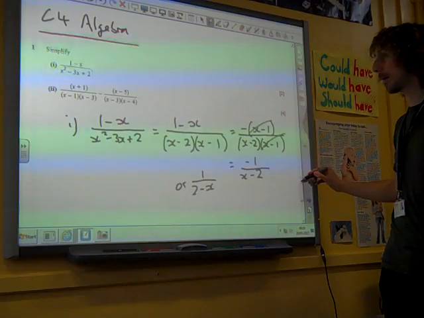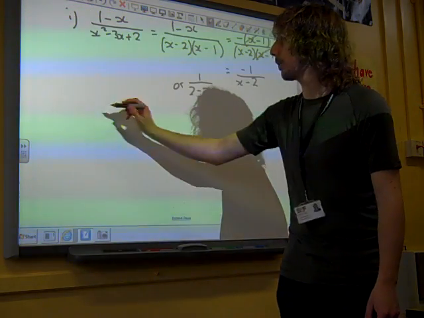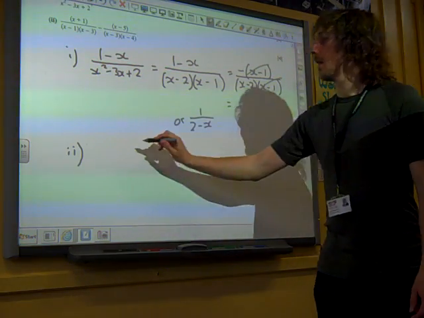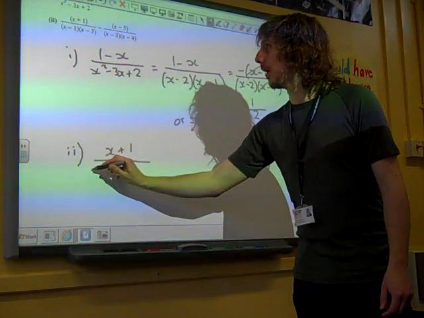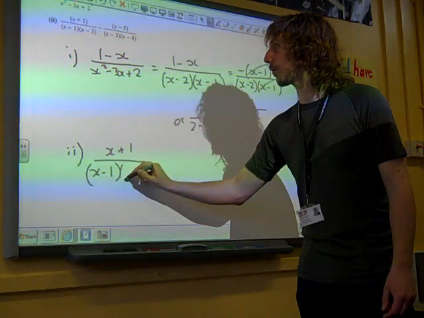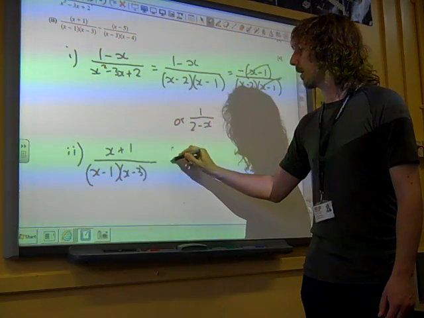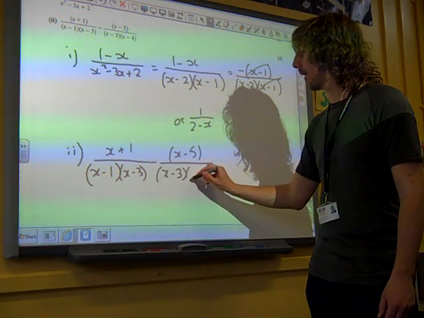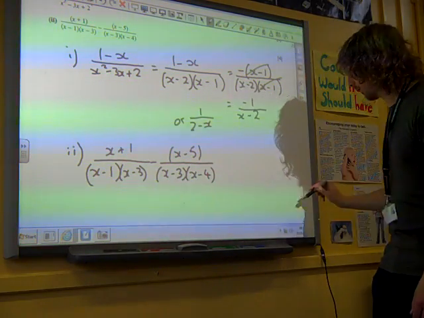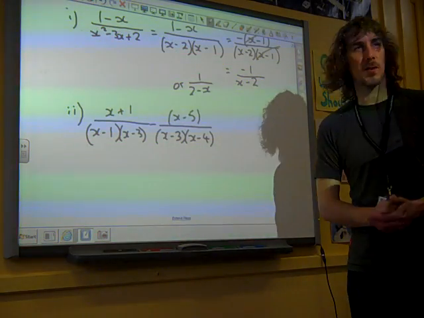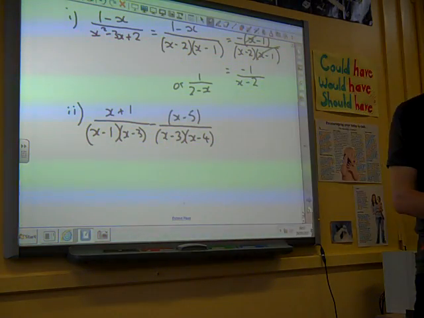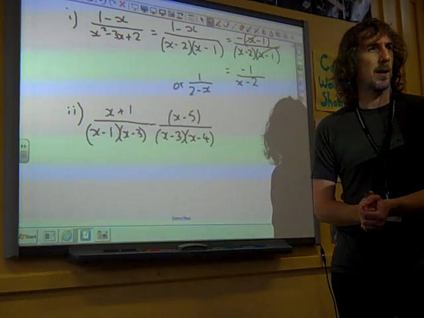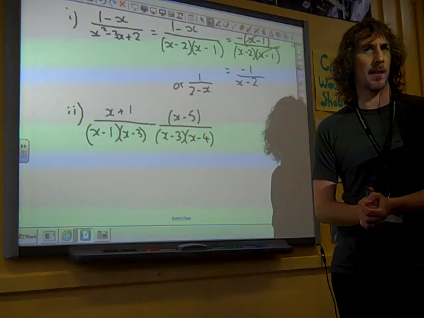Now the next bit, part 2, has us dealing with (x plus 1) over (x minus 1)(x minus 3), take away (x minus 5) over (x minus 3)(x minus 4). There's a slight danger here that we see the fractions and think this is partial fractions, but it's actually nowhere near as complicated as that.